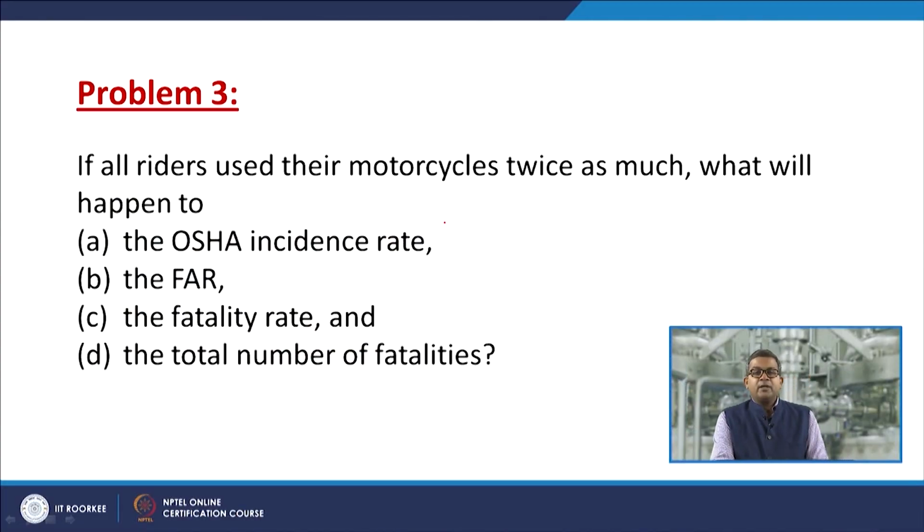The last part of the problem asks what would be the total number of fatalities. In that particular case, because the riders are using the motorcycle twice as much, the number of fatalities would be double.